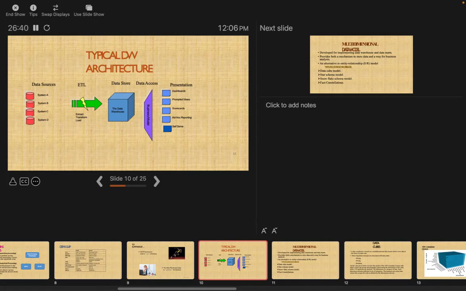Right. Now, from the warehouse, what will happen? With the help of some models, we access the data, we analyze it, and we present it in different forms like dashboards, prompted views, scorecards, some report, ad hoc report, or some kind of self-serve. So this is a typical data warehouse architecture. First the data source, then we perform ETL there. We keep the summarized data in the data warehouse, then we have some models that analyze that data and present it in some particular format. Formats are there, right?